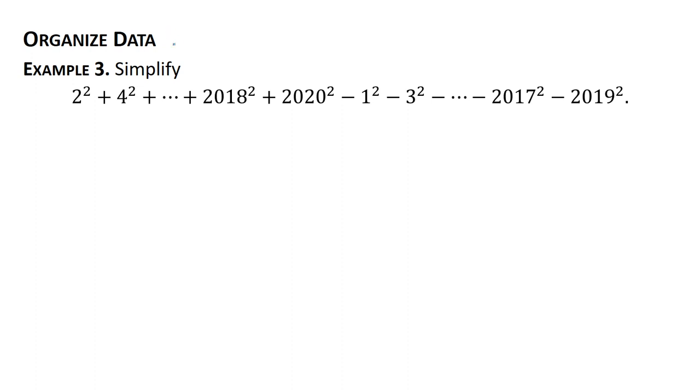The third strategy is called organizing our data. Sige, so let us simplify this number. Intindihin muna natin kung ano raw siya. 2 squared plus 4 squared plus and so on until 2018 squared and 2020 squared. So ano muna itong first part na ito? Yan yung sum ng first few even integers na naka-square. 2 squared, 4 squared, 6 squared, 8 squared, and so on hanggang 2020 squared. Okay, so medyo malinaw naman kung ano ito. Pero may minus pa. Minus 1 squared, minus 3 squared, and so on until minus 2019 squared.